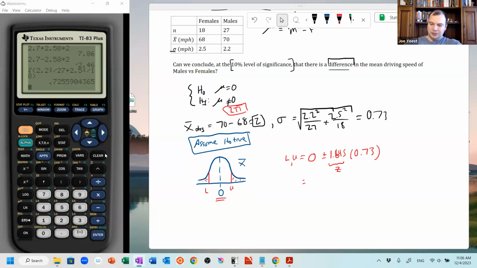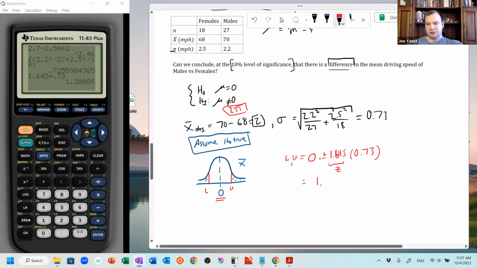And here I do 1.645. Not sure where I was typing there, but 1.645 times 0.73. And this gives me 1.2 pretty much on the nose. So this is 1.2 on the right, negative 1.2 on the left.